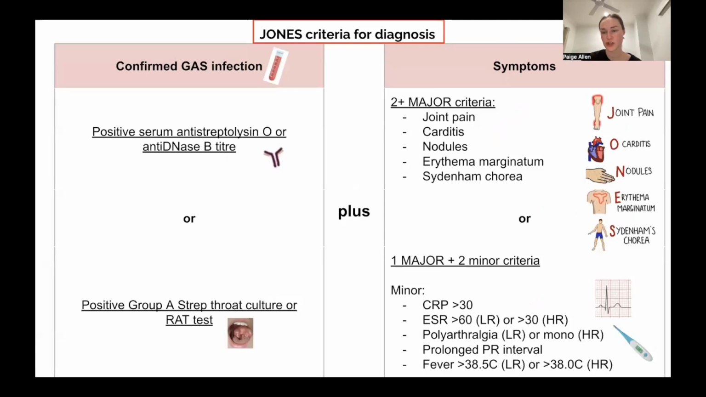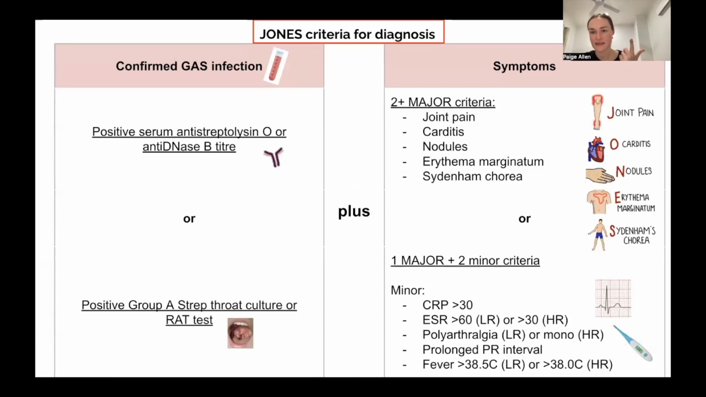So in terms of the actual Jones criteria for making your definitive diagnosis, I think this is pretty important to know. You need two things. First, you need to confirm that they've had some group A strep infection. So that's doing your titers or having a positive throat culture, or you could even do a rapid antigen test for GAS. So that's the first part, is you need proof that they had GAS infection.